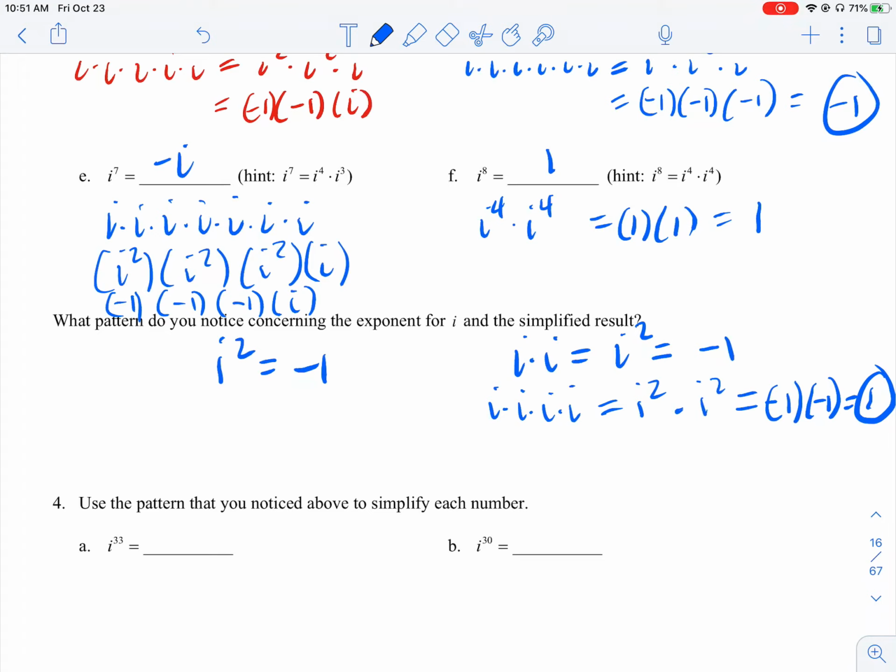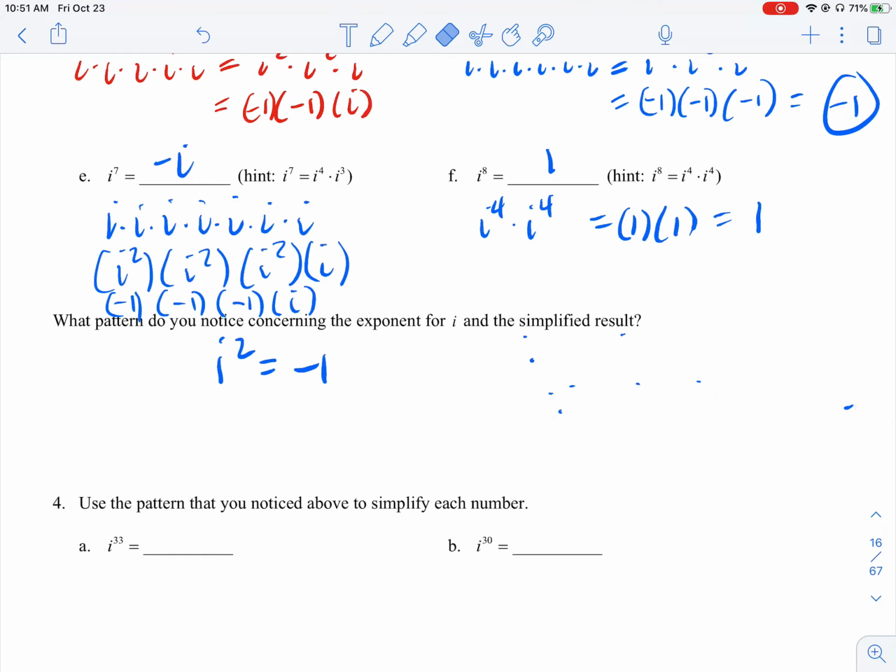That means that every time you have an exponent that is divisible by 2, there will be a negative. And every time you have an exponent that is divisible by 4, it'll always be a positive 1. Knowing that information, we would be able to solve these. So let's say, for example, I'm going to put those in there.